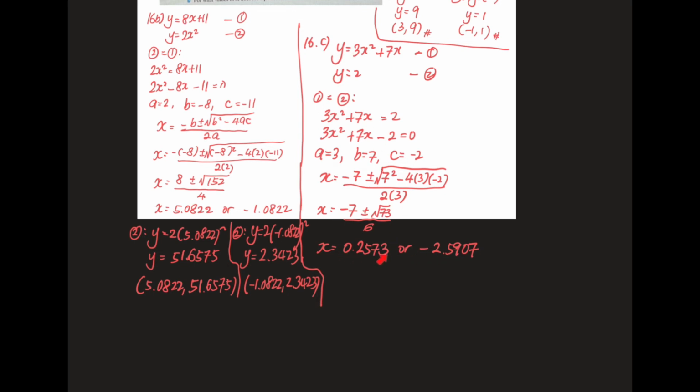And let's come back to question 16c then. 16c, once you get the x value, for the y value we can just take 2 straight away, as it is fixed, y is 2. Okay? So the intersection points are hence 0.25732 and negative 2.59072. So these two are the values.